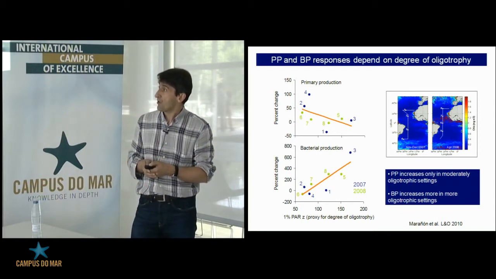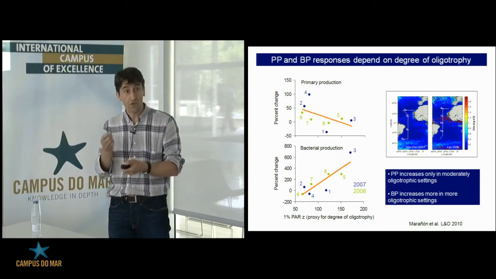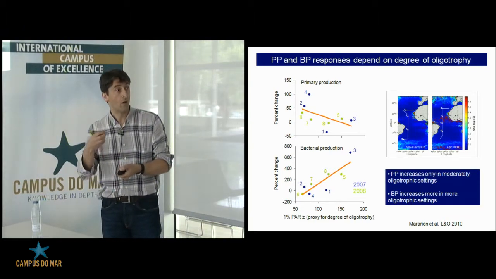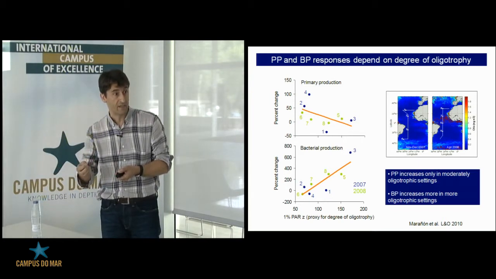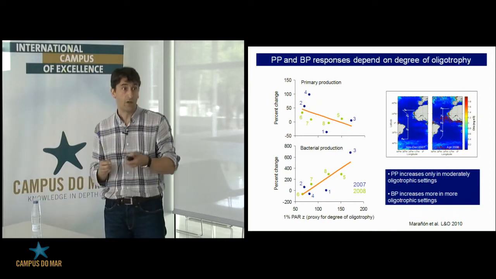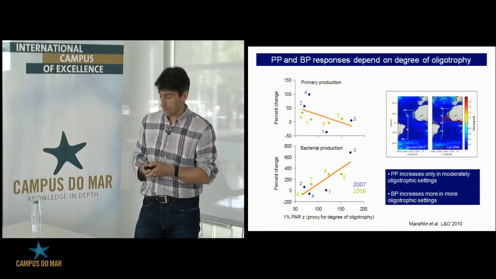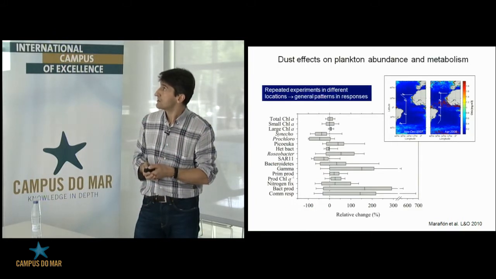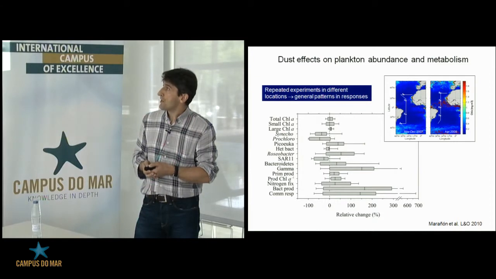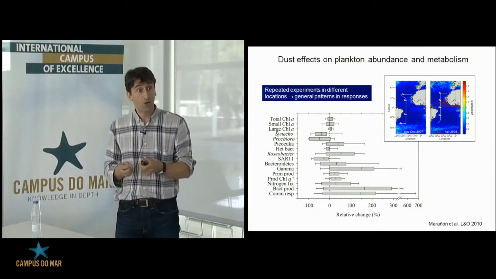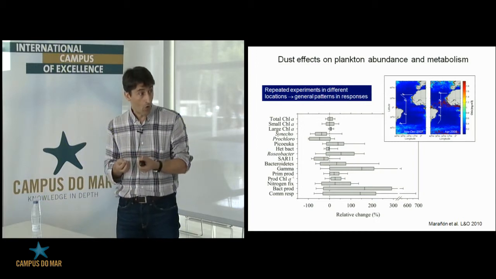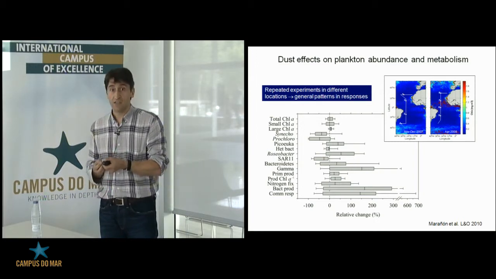And therefore the hypothesis that we are putting forward is that the degree of oligotrophy, how oligotrophic an environment is, can actually be determinant to understand the balance between primary production or phototrophic versus heterotrophic responsiveness to dust deposition. We put together all our measurements, and what we found overall is that in general changes in metabolic rates are greater than changes in abundances.